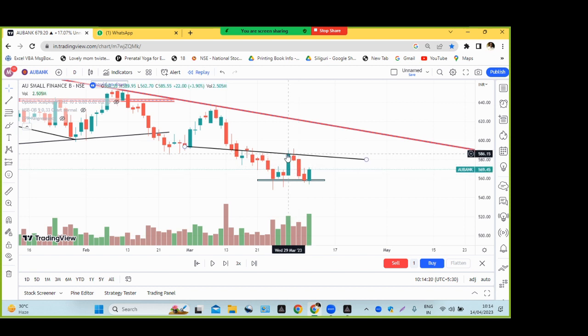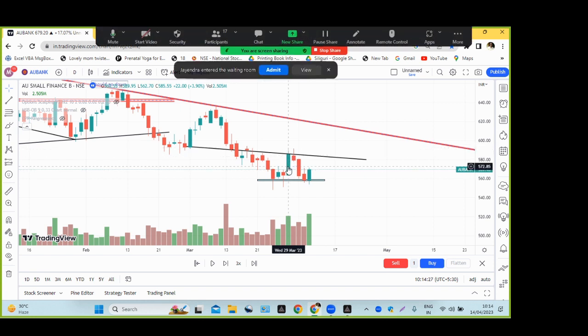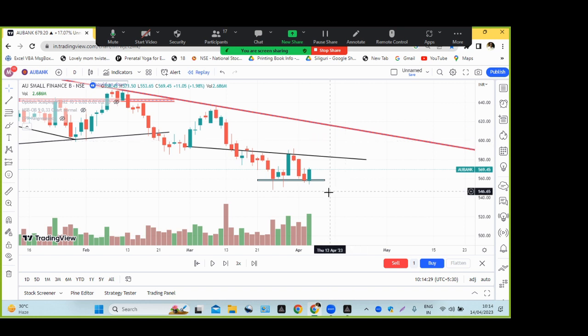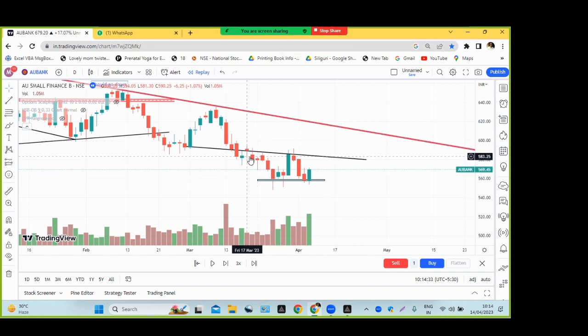This was the first attempt of buyers. This candle itself got how many candles? 1, 2, 3, 4, 5, 6, 7. Almost 7 candles are inside this green candle. Correct me if I am wrong.